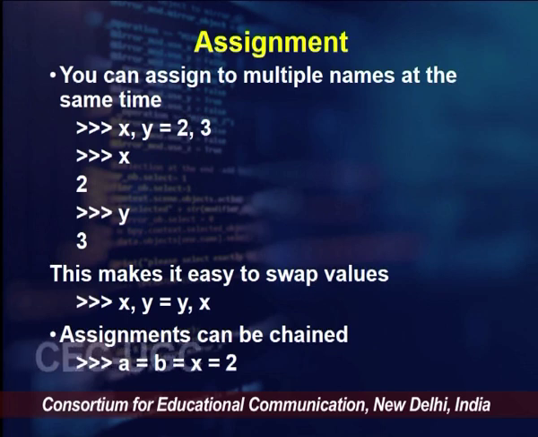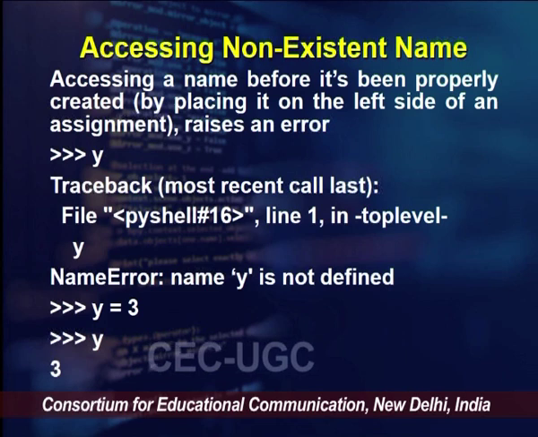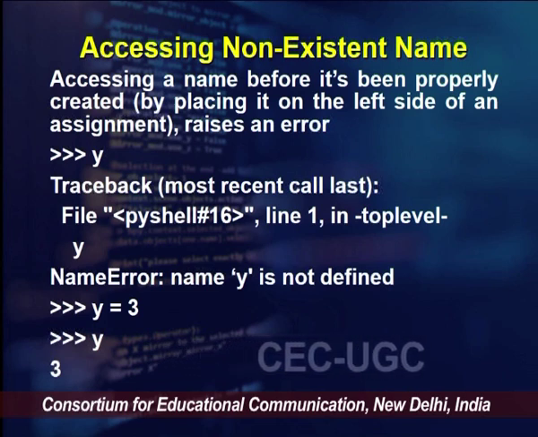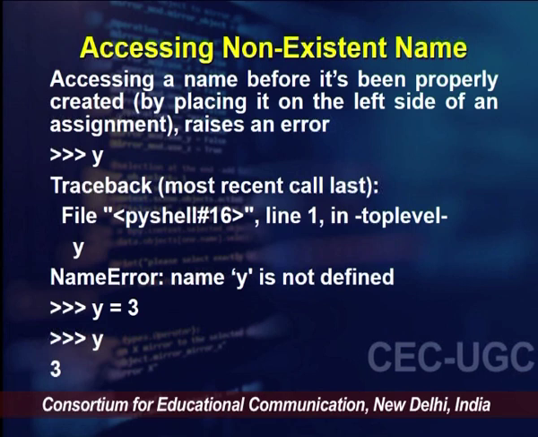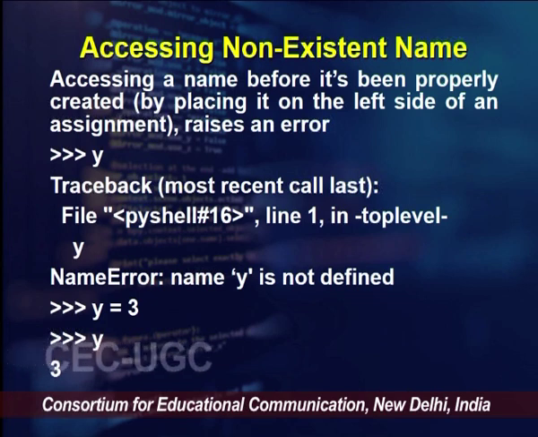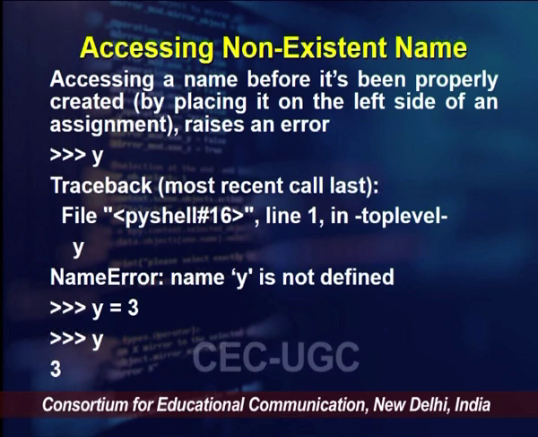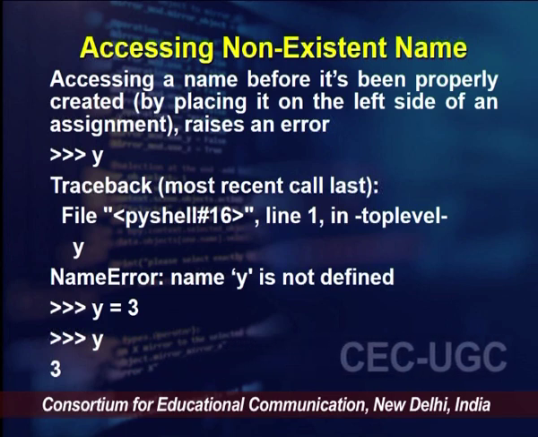So, these are called chained assignments, right. But for example, if you are trying to access a name before it has been created, like if you simply write the name of a variable, say y, then it is going to give you an error. So, what is the error that you get? That y is not defined.